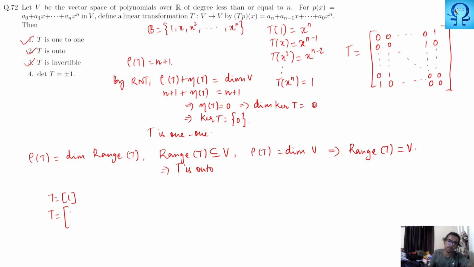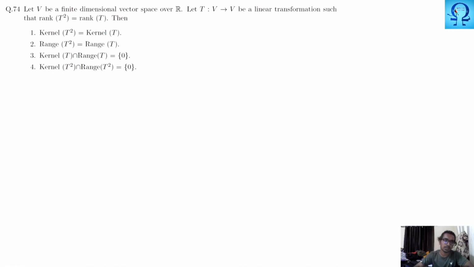If V is my polynomials of degree 1, then this is going to be my T. Therefore, the determinant of T is minus 1. So go for the higher dimensional ones, 3 by 3 and 4 by 4. In all these cases, you are going to get a determinant of either 1 or minus 1. In no case is the determinant 0. So, of course, T is invertible, right? Okay.